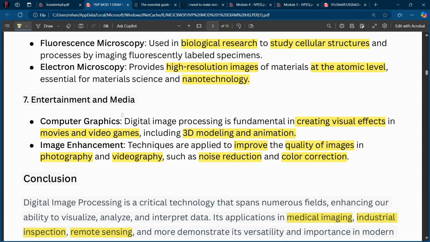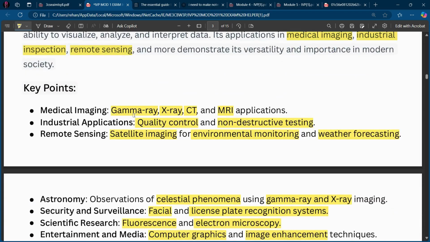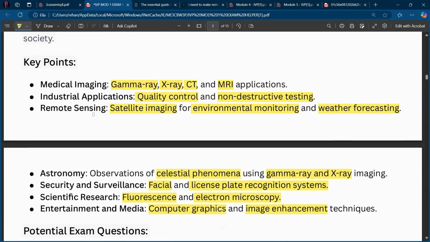Key points for all the 7 fields are here. Fields can also be added here. You can simply specify or classify into different parts and still elaborate on all this. Then here are the questions, all the things which can be asked.